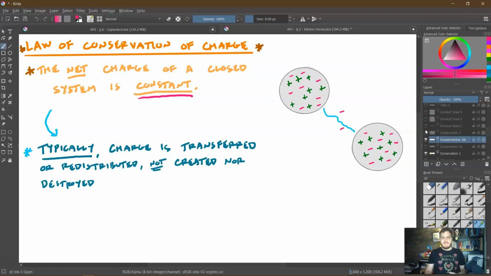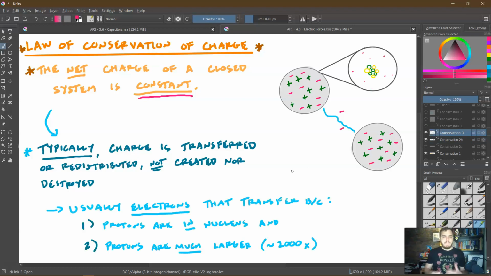Now, a couple things to keep in mind here, which is that typically it's going to be the negative charges that move. So specifically electrons, not protons. There's really two reasons for that. One, protons are stuck in the nucleus. They're much closer to the center of the atoms, whereas electrons are outside the nucleus in the electron cloud, the electron shells, so it's much easier for them to go to one atom to another.